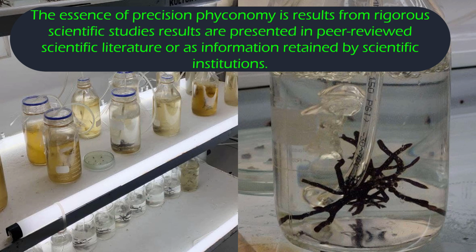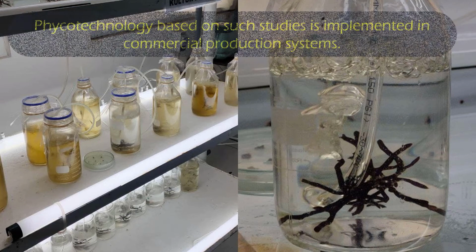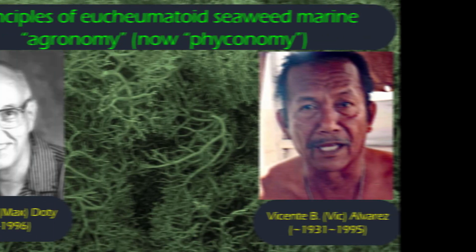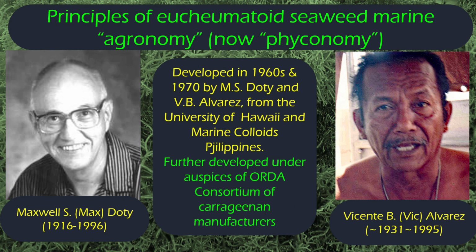Results are presented in peer-reviewed scientific literature or as information retained by scientific institutions. Phycotechnology based on such studies is implemented in commercial production systems. Principles of eucheumatoid seaweed marine agronomy, now known as phyconomy, were largely developed in the 1960s and 1970s by my good friends and colleagues Max Doty of the University of Hawaii and Vic Alvarez of Marine Colloids, Philippines.